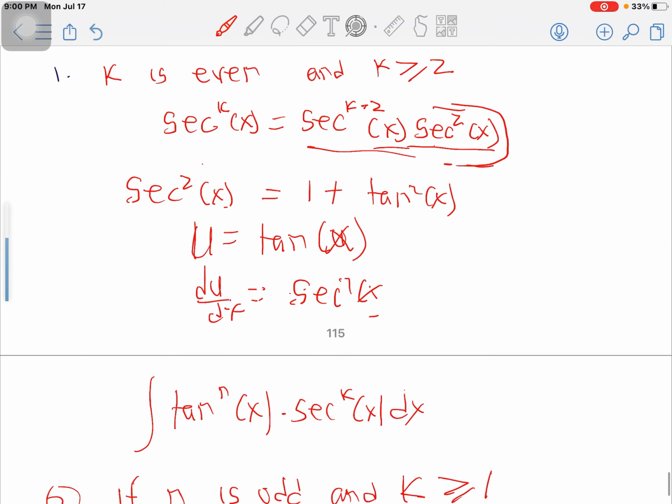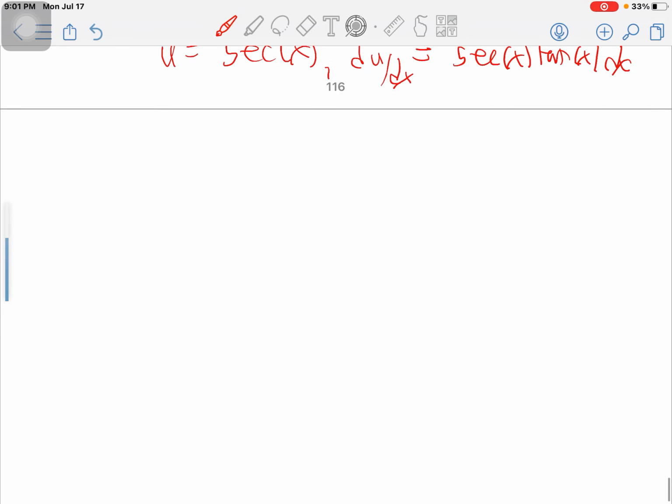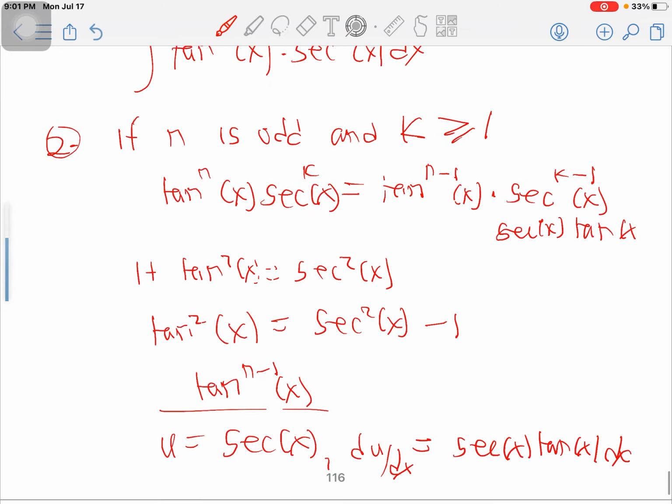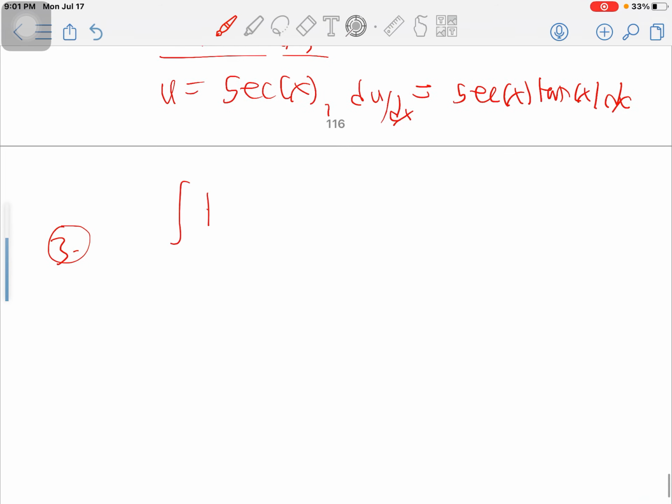So if your k is even and your n is odd, then either strategy 1 or strategy 2 may be used. Any of them that you want to use will help you a lot. So let's look at the third strategy. This is strategy 3.